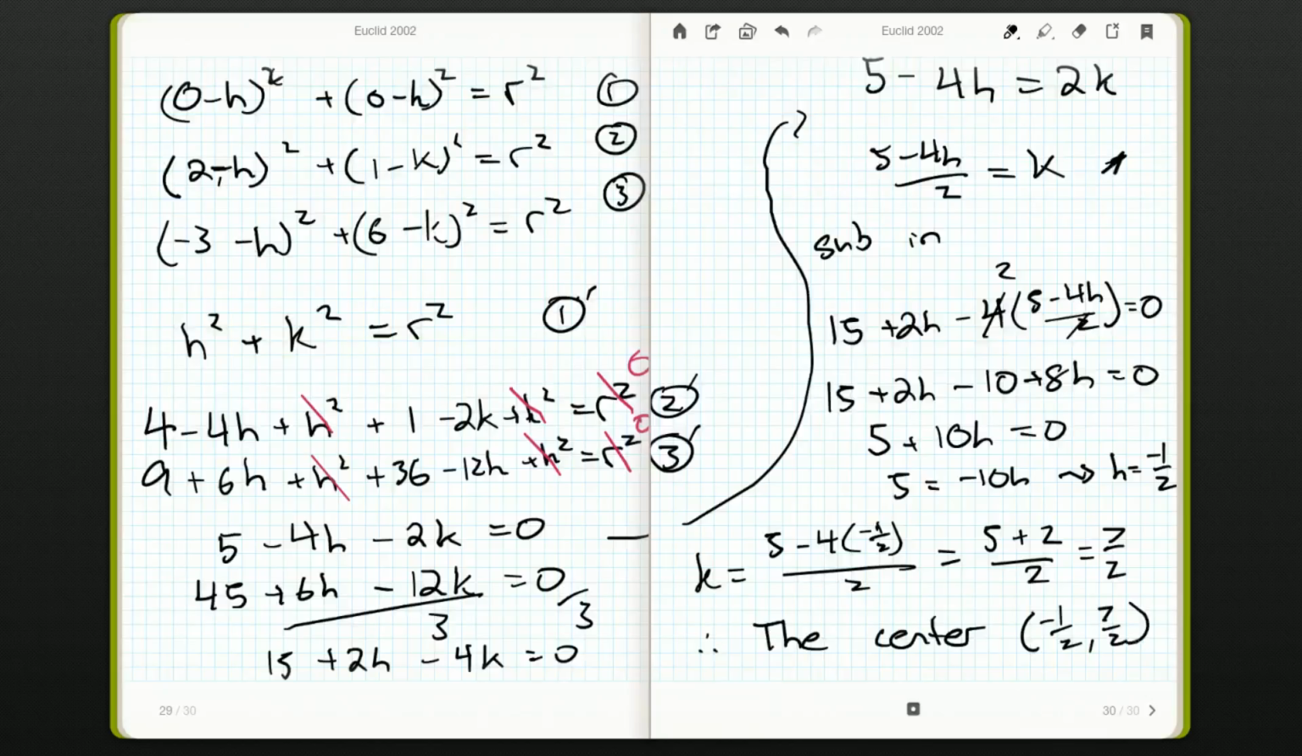Okay. Now I'm going to stop there. But if you had time on the competition, what you could do is take this h and this k and plug them into that first equation. Figure out what r is. Because h squared plus k squared is going to be equal to r squared. You could work out what r is. And then you would actually have the equation of the circle in its entirety. And you could actually go and plug in 0, 0 and make sure it works. And 2, 1 and make sure it works, and -3, 6 and make sure that works, just to make sure that you do.